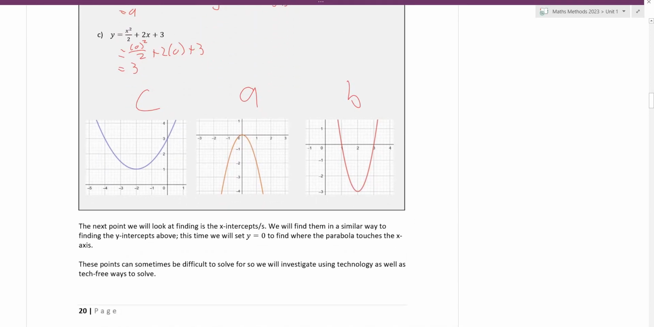So, next we'll find the x-intercepts. We find them a similar way, except we set y equals 0 and find where the parabola touches. These ones are tricky, and I'm hoping to get you to solve these using your graphics calculators, not today, but later in the week.